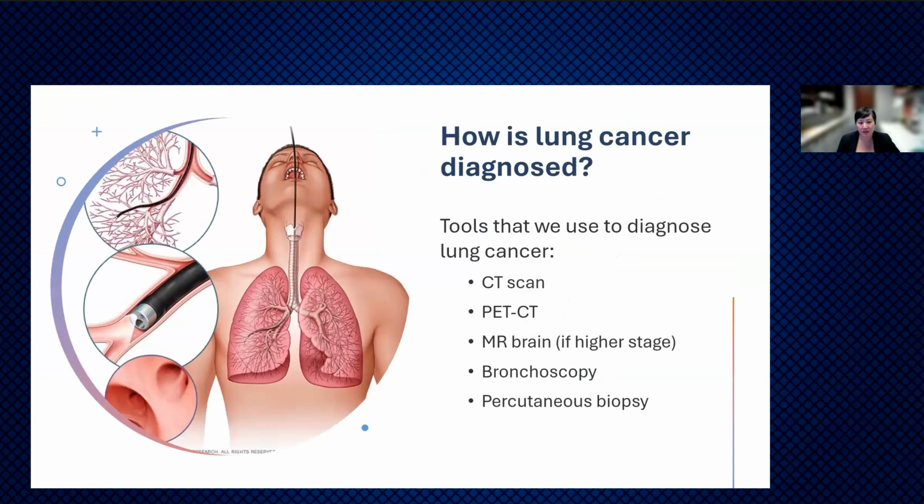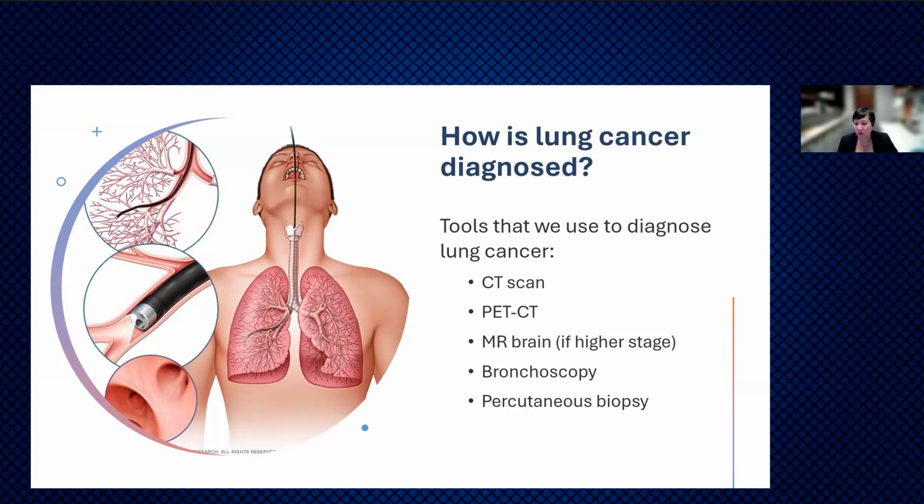How do we diagnose lung cancer? Basically, the first thing we need to do is find it, and we find it by doing scans. We talked about that CT scan, which is a 3D picture. A PET scan is a whole body scan where they give you some radioactive sugar, and we often do this.